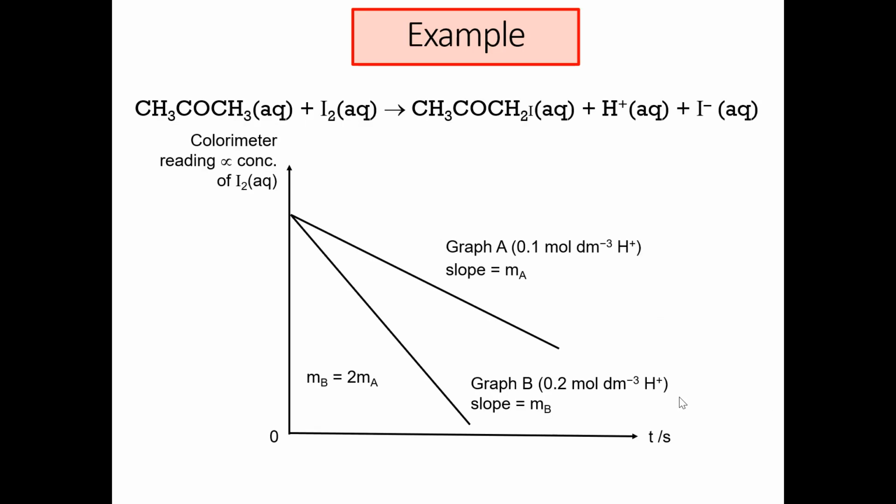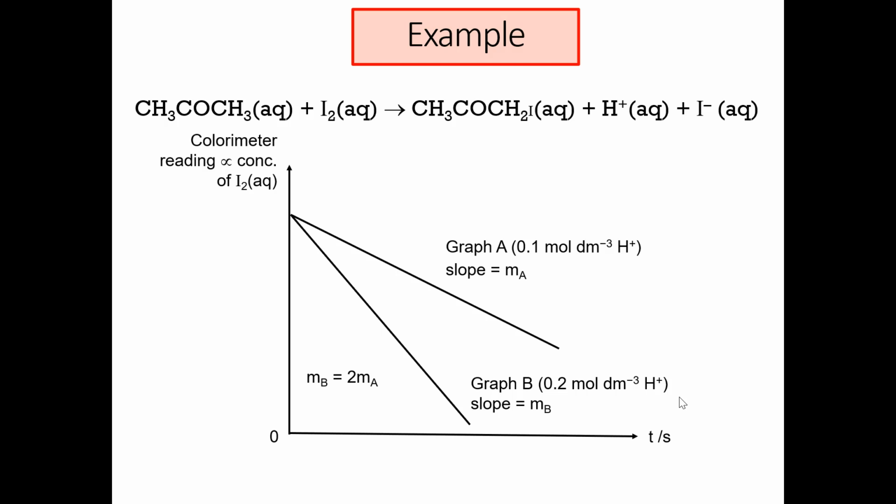Okay, now let's look at this particular example we have right now. We have CH3COCH3, a ketone, reacting with iodine to give you CH3COCH2I, H plus, and I minus. So there are two reactants here, the CH3COCH3 as well as the I2.